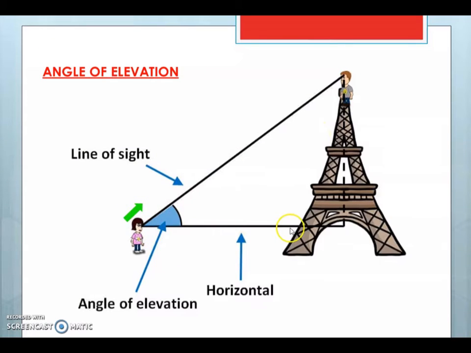This is the horizontal, that is the straight line which goes parallel to the ground, that is the horizontal. So with respect to this line, what is this angle? That is known as the angle of elevation.